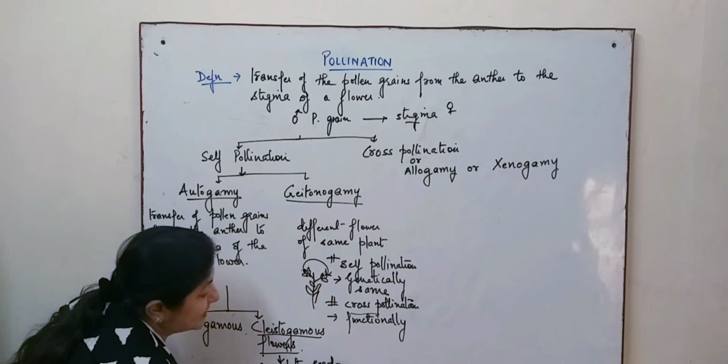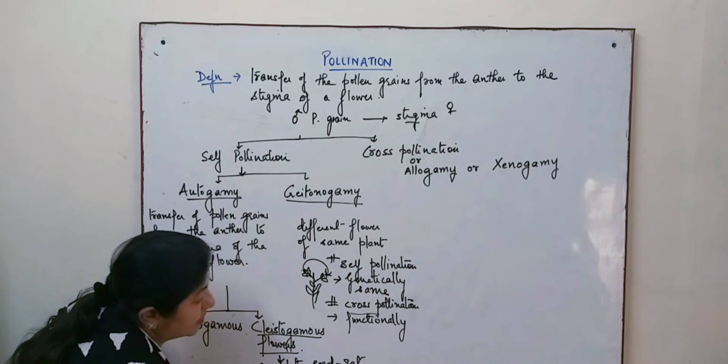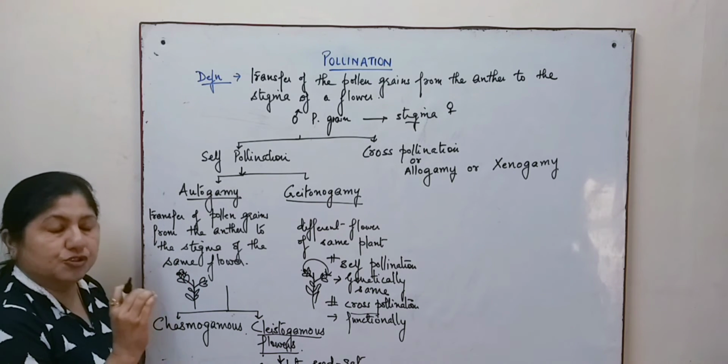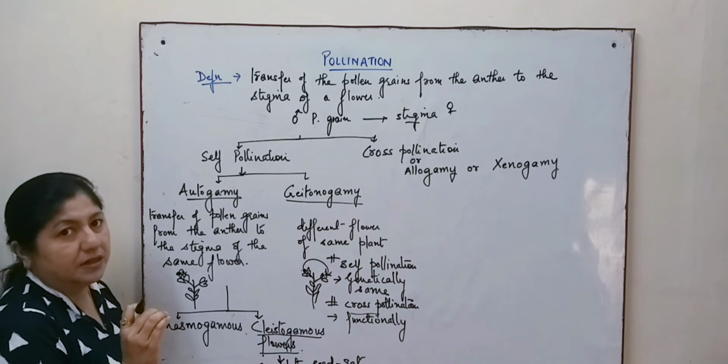And when we say seed set formation, seed set means the fusion of the pollen grains with the egg cells so as to form the seed.